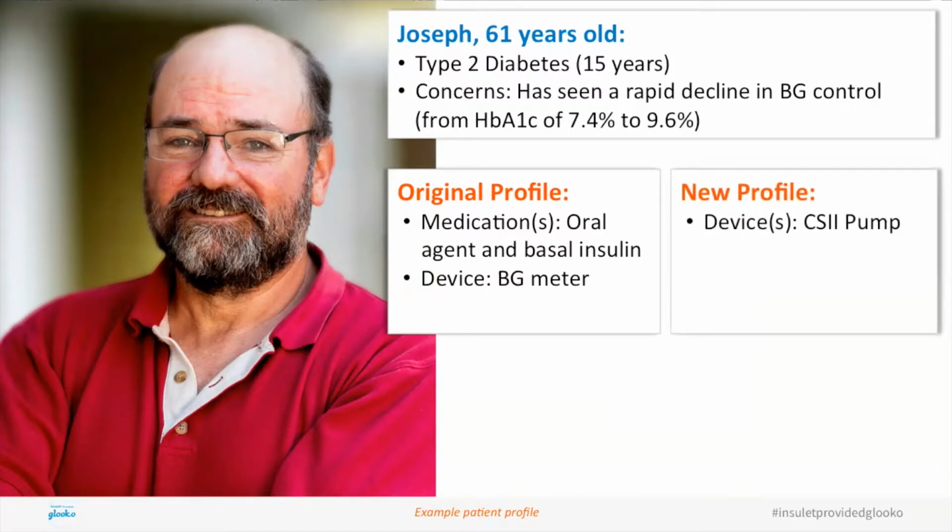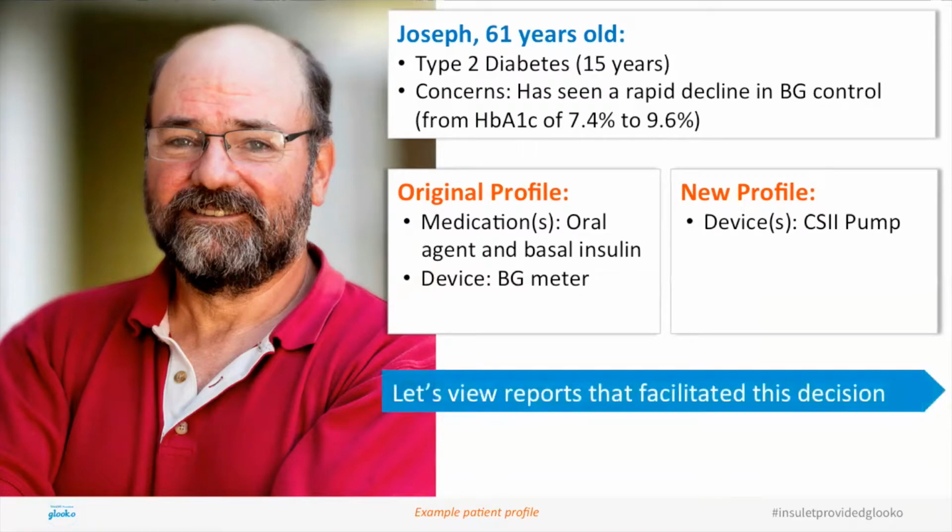Together with his physician, Joseph used data from Glooko to make the decision to move to a continuous subcutaneous insulin infusion pump. Let's take a look at the Glooko reports that facilitated this decision and may be beneficial for this type of patient.